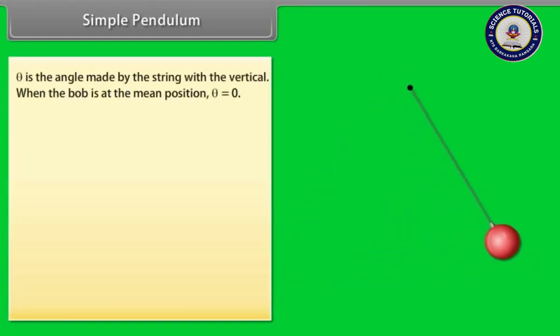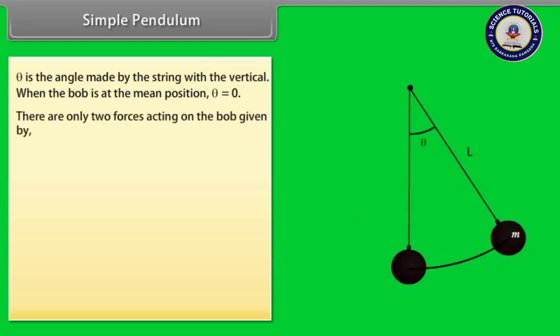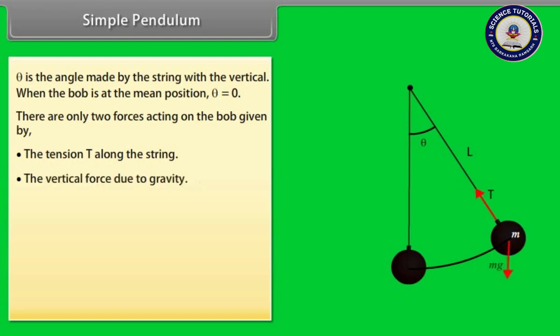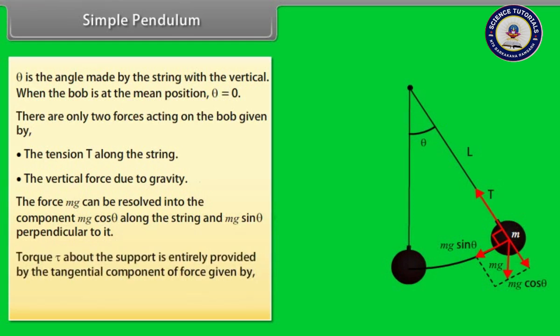Theta is the angle made by the string with the vertical. When the bob is at the mean position, theta is equal to 0. There are only two forces acting on the bob: the tension T along the string, and the vertical force due to gravity. The force mg can be resolved into the component mg cos theta along the string and mg sin theta perpendicular to it. Torque about the support is entirely provided by the tangential component of force, given by tau is equal to minus L mg sin theta.